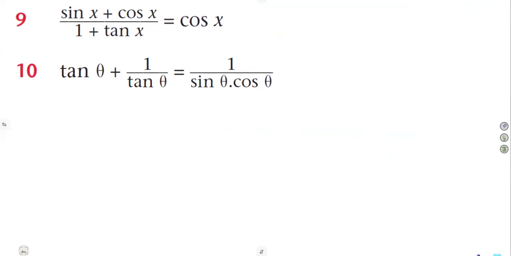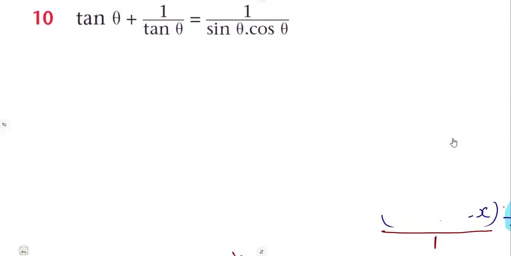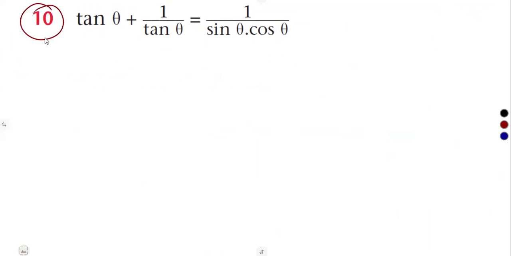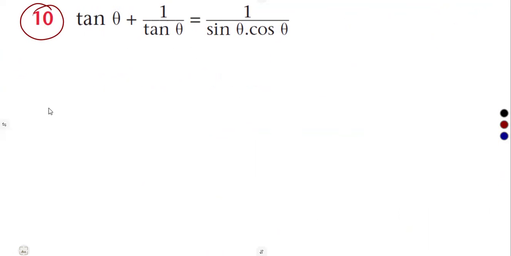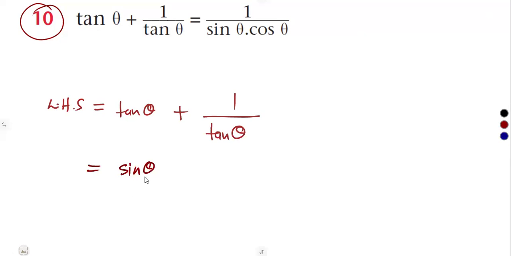All right, let us consider question number 10, which is the last part that we're going to have in this activity. We are given to prove again. In this case, I'm going to also work with the left-hand side. From the left-hand side, it is equal to tan of theta plus 1 over tan of theta. Remember, guys, that tan is sine over cos. So this is the sine of theta over the cos of theta plus.